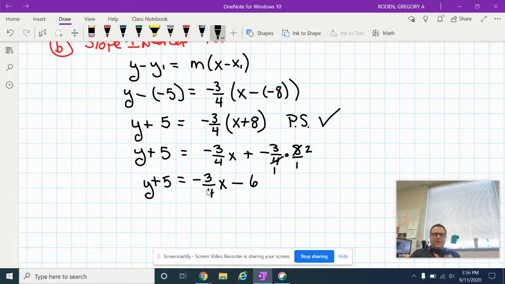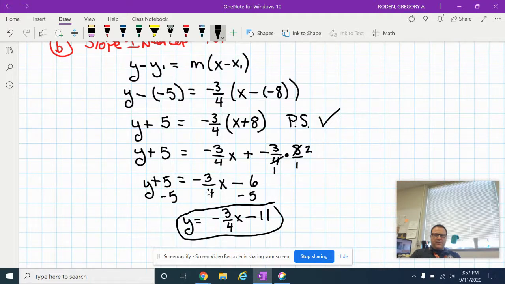And so now I need to solve for y. So I'm going to subtract 5 from both sides. So now I get y equals, because the 5's canceled out, -3/4 x. -6 minus 5 is -11. And there's my equation in slope-intercept form. And I'm done. All right.